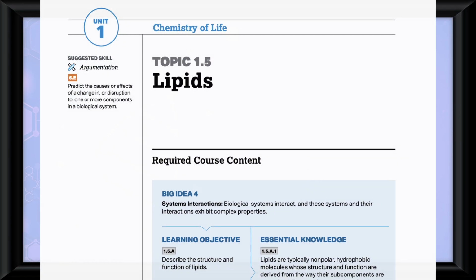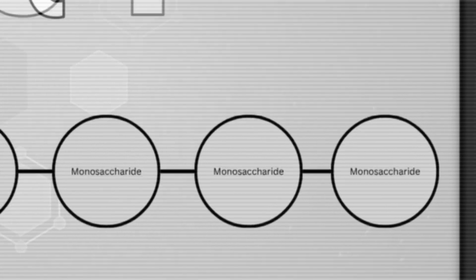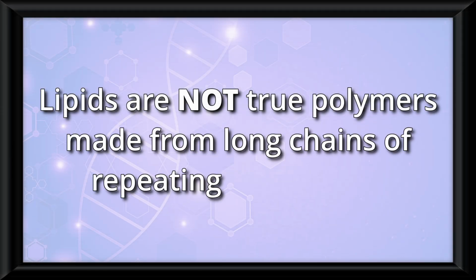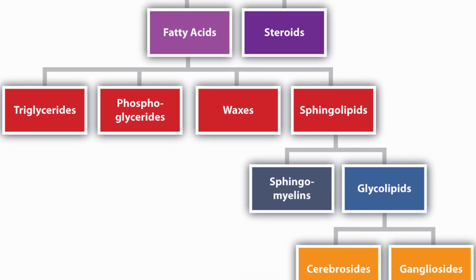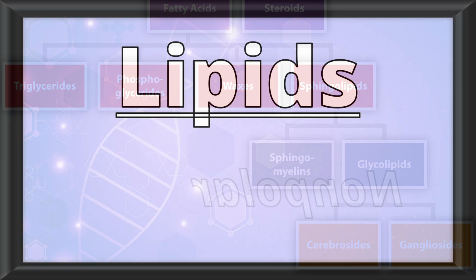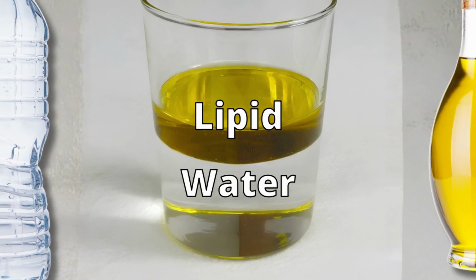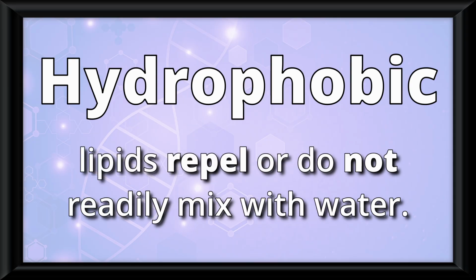So now we're going to talk about lipids, and these will be very different from carbohydrates. The reason I say that is because, unlike the carb polymers we just covered, lipids are not true polymers made from long chains of repeating monomers. Rather, they are assembled from different subcomponents depending on the type of the lipid. Lipids also are non-polar, meaning because water is polar, non-polar lipids generally don't interact well with water. This makes lipids hydrophobic, meaning they repel or do not readily mix with water.